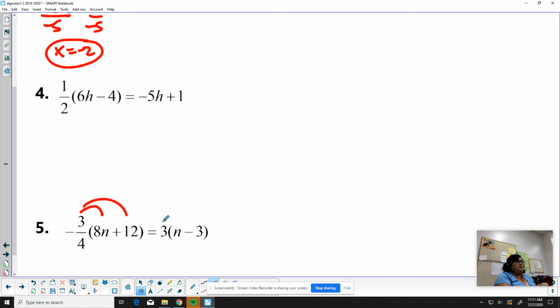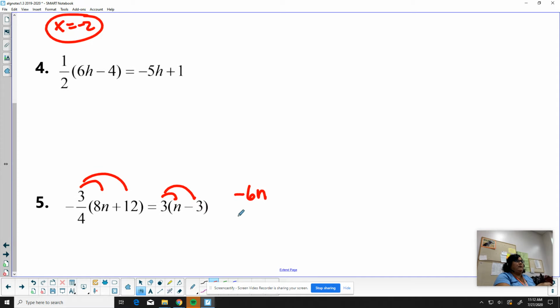Okay, so again, we're going to distribute for both of them. So negative 3/4 times 8. So you can either put this in your calculator, or 3 times 8 is 24. 24 divided by 4 would be negative 6. And I'm going to go over here. Negative 6n. And then 3 times 12 is 36. Divided by 4 is 9. And it's negative. And then on this side, 3n minus 9.